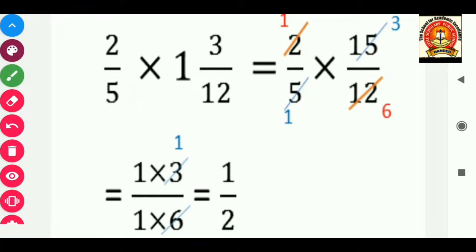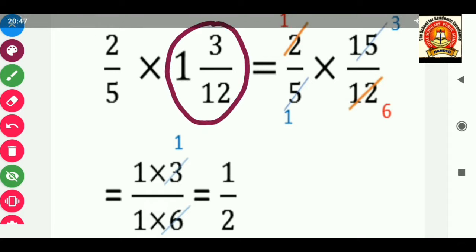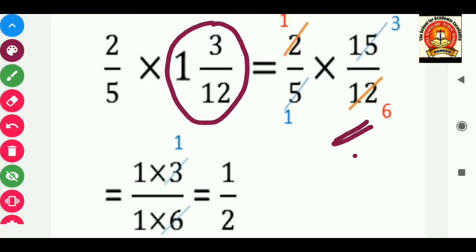Moving to another example, you have 2 upon 5, and this, as we know, is a mixed fraction. So first you have to convert the mixed fraction into an improper one. 12 1s are 12, and then you add 3 to that, 15 upon 12. So here 2 ones are 2 at this stage, and 2 6s are 12, and then 5 ones are 5, 5 threes are 15. So you get 3 upon 6, and at this stage 3 upon 6 you can write again as 1 upon 2. 1 upon 2 is its equivalent fraction.